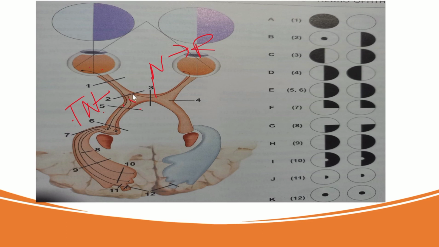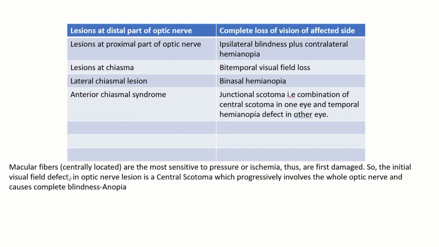What kind of defect we see in such a situation is shown here. This is the nasal fiber of the right eye. Nasal fiber means a temporal field defect, so there will be temporal hemianopia in the right eye. Very easy: nasal fiber, so temporal hemianopia. But in the left eye, both the fibers have been cut, but what happens there is that the macular fibers, centrally located, are the most sensitive to pressure ischemia, and thus are the first to be damaged.